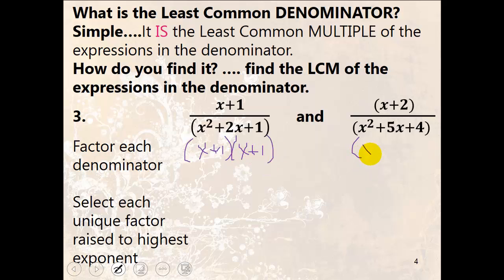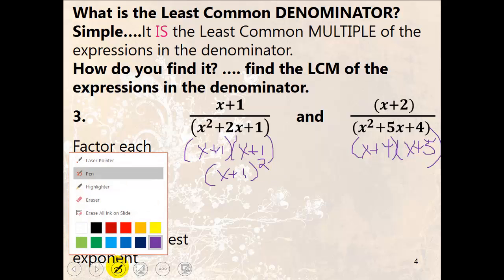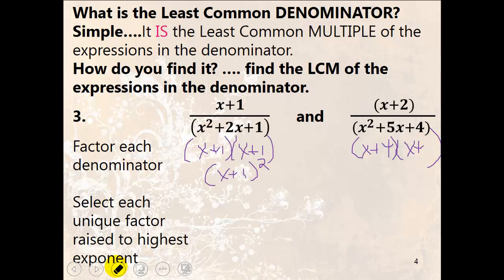And this is x plus 4 times x plus 5. Okay. And now we have to select each unique factor raised to its highest exponent. So this is a double factor here, so I'm going to write it as squared. Okay. And this is a plus 1. Sorry about that. Just thinking, adds to 5.